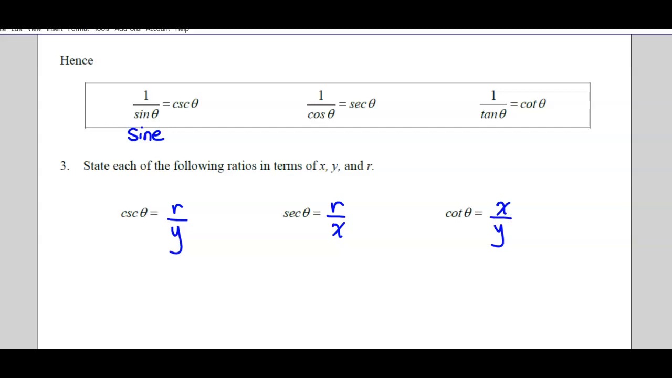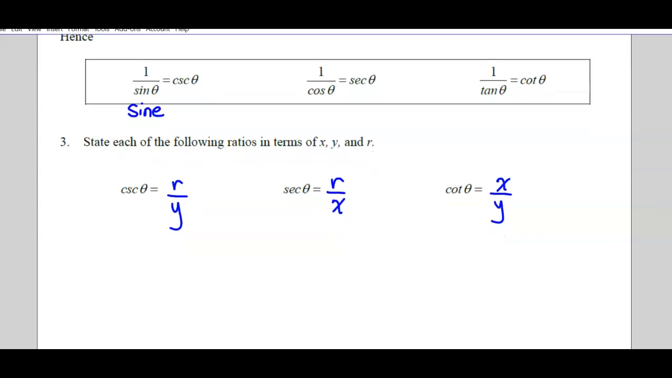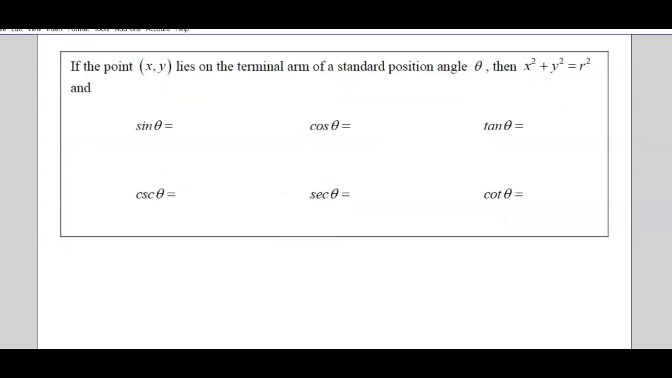Okay, we don't go 1 over y over r. We simplify that into a single ratio. All right, so that's just to summarize. So this is something important to look at, okay?